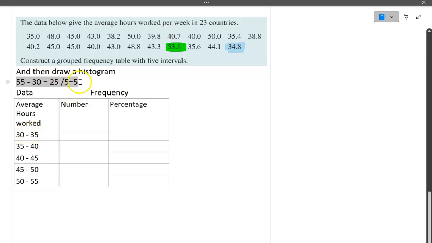Sometimes this number which we get in the end may be 4 or 6 or 7. You can group them accordingly. Okay, this time we are just dividing by 5 because we need 5 intervals.